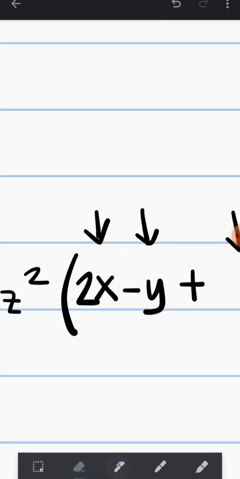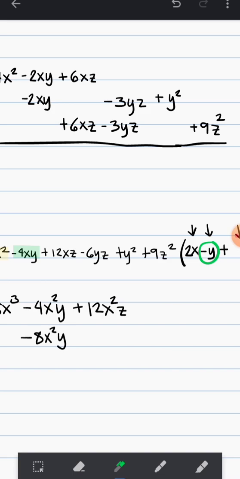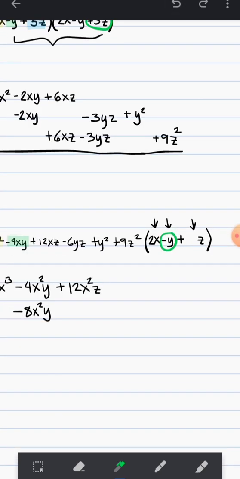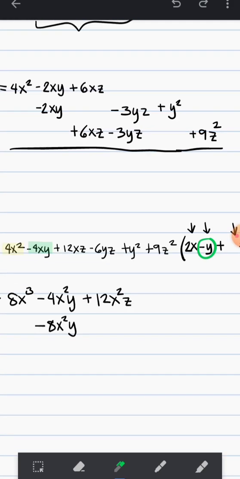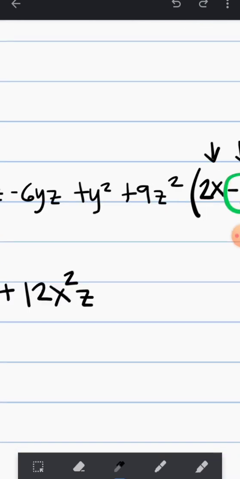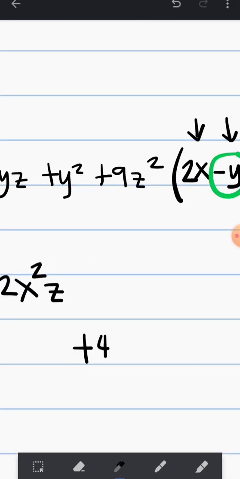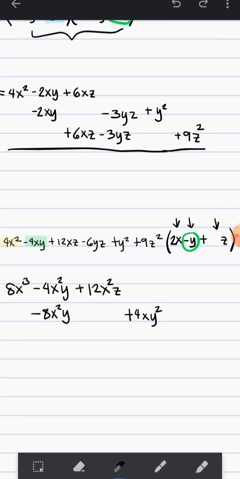And then next, this negative y. Negative and negative, that's going to be positive. This doesn't have x, so copy x, and then y times y. So that will be positive 4xy squared. There's no term similar to it, so let's just write it here: negative 4xy times negative y is positive 4xy squared.